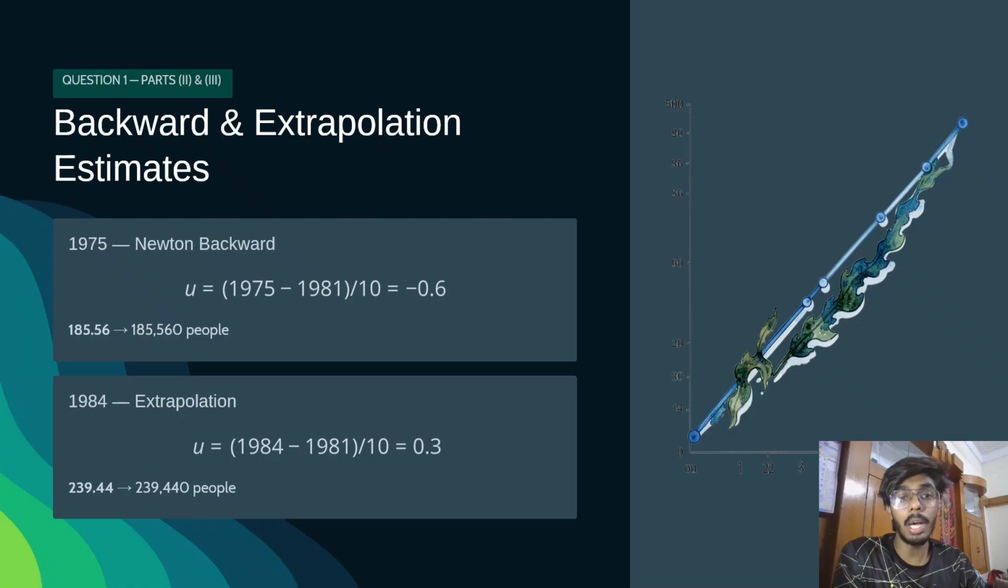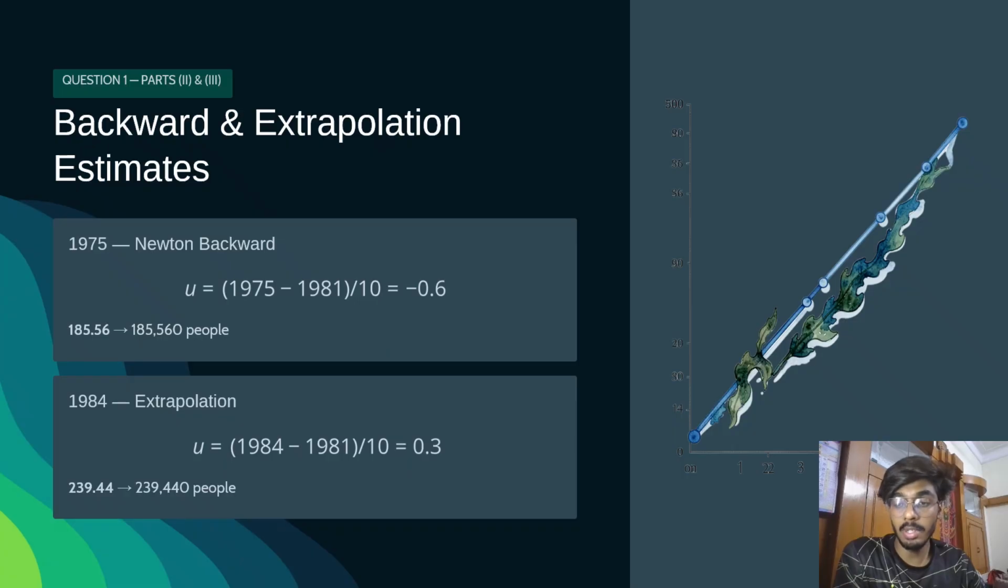Now for the second and third parts, we use backward interpolation and extrapolation. For 1975, we use Newton's backward method, for which we take the base as 1981. Computing the formula, we obtain the value of u equals 1975 minus 1981 divided by h, which is 10, which results in the value of minus 0.6.